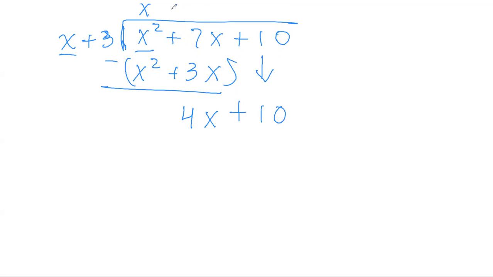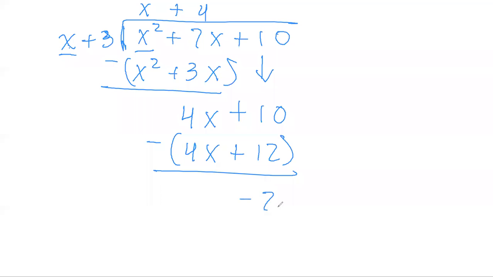And that's just a plus 4. So I have 4x plus, and again, I'm multiplying the 4 with the x plus 3, so I get 4x plus 12. Of course, the 4x's cancel, and I have to do 10 minus 12, which is a negative 2. So of course I have x plus 4, but I need to include the remainder, so that's minus 2 over x plus 3, because that's what I'm dividing by.